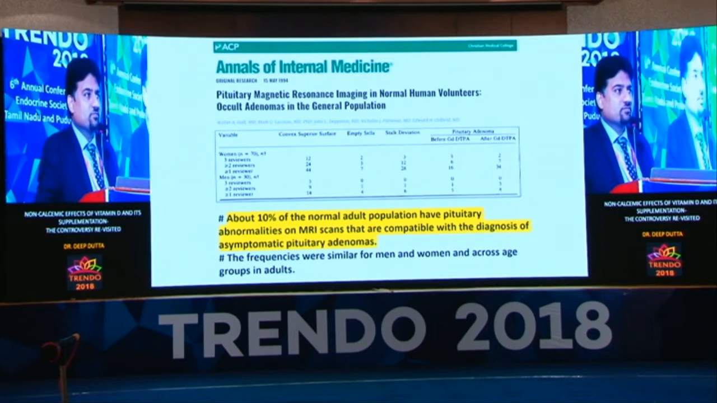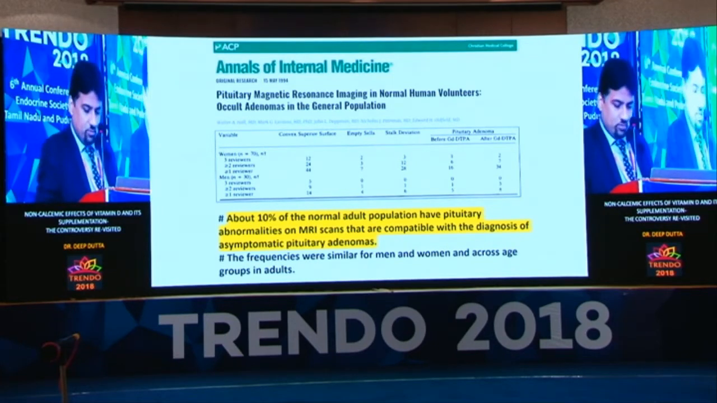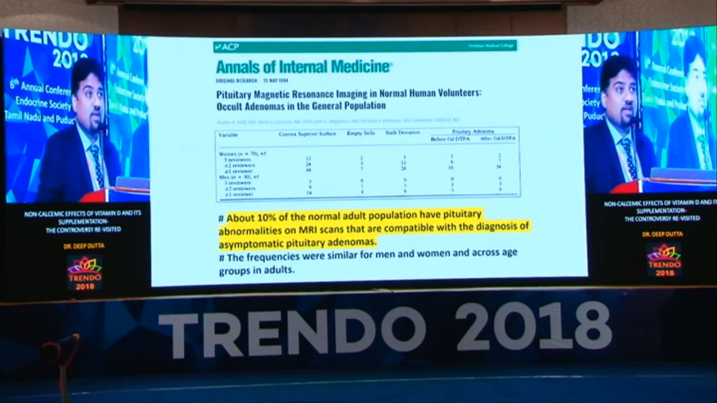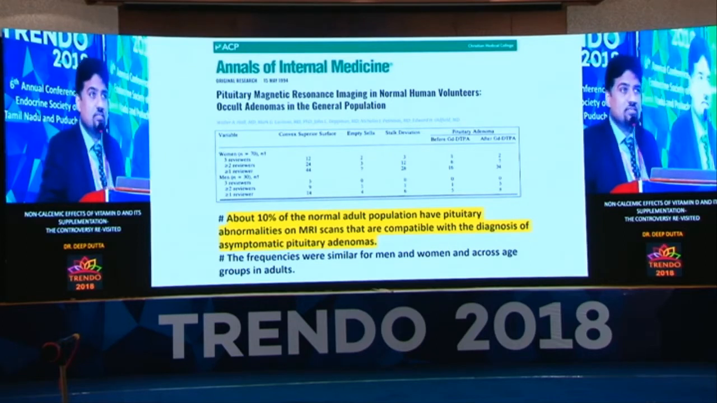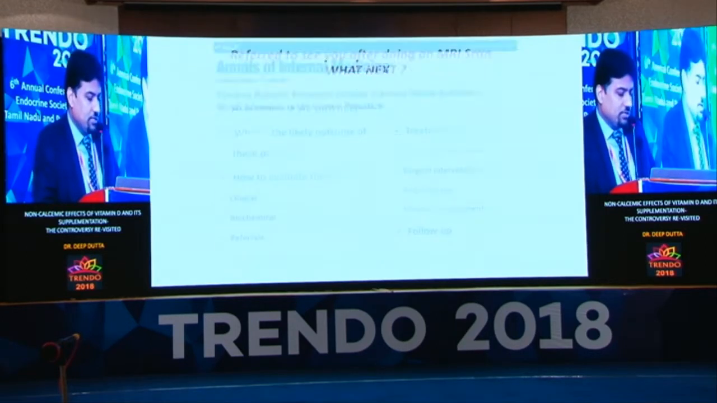But there is a difference. Most of them are very small lesions. It's irrespective of whether you're a male or a female. Across all adult age groups, it may be there, but the fact is that these are common. But this is not what we usually see in our clinical practice.